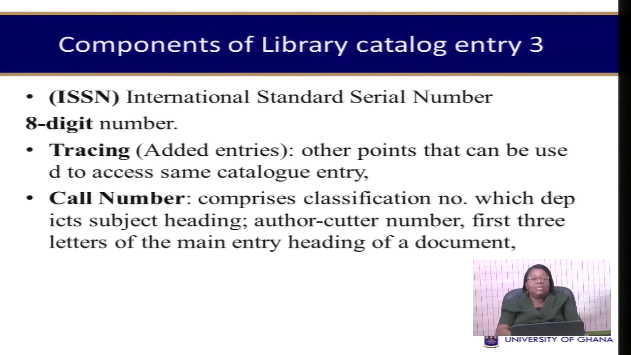ISSN stands for International Standard Serial Number, and these are for periodicals. And then we have another component known as the tracings. Tracings are added entries. So under added entries, for instance, you'll find maybe the name of a joint author or joint authors, and then you'll find the subject headings, or what the particular material deals with, under tracings or added entries. Then the call number.